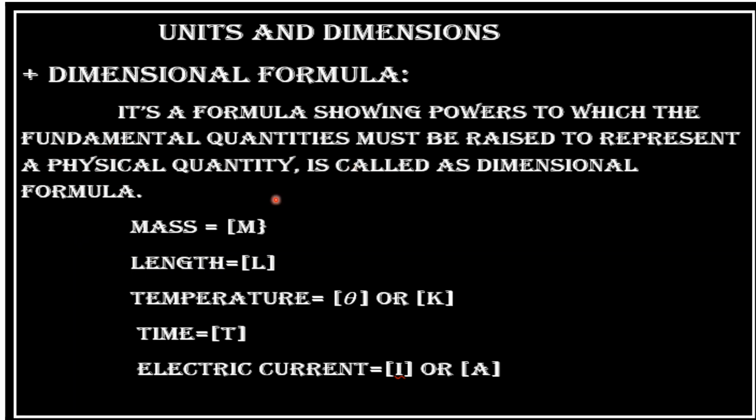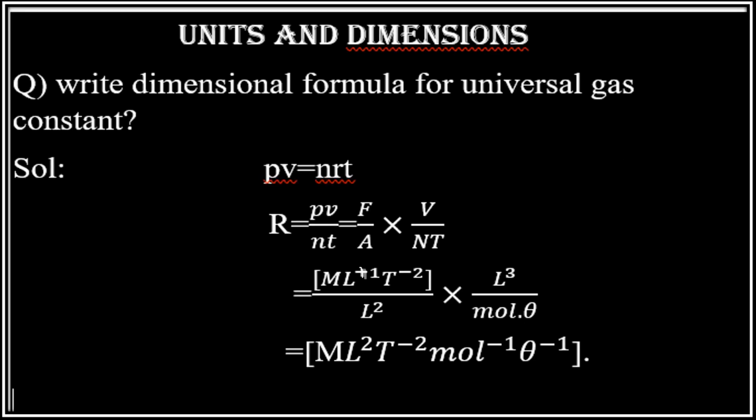So what are the fundamental quantities that we use in dimensional formula? Mass, we represent by capital M. Length, we represent by capital L. Temperature, we represent by the theta symbol or capital K. Time, we represent by T. Electric current, we represent by capital I or ampere. So friends, we have seen the dimensional formula, its definition and meaning, and some fundamental quantities that are regularly used. So let's solve a question for our better understanding.